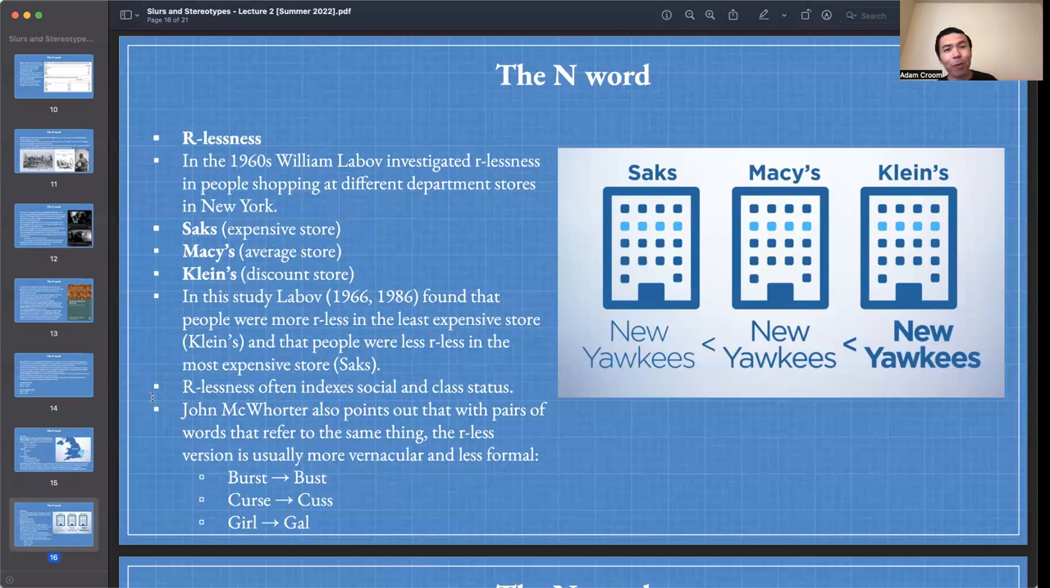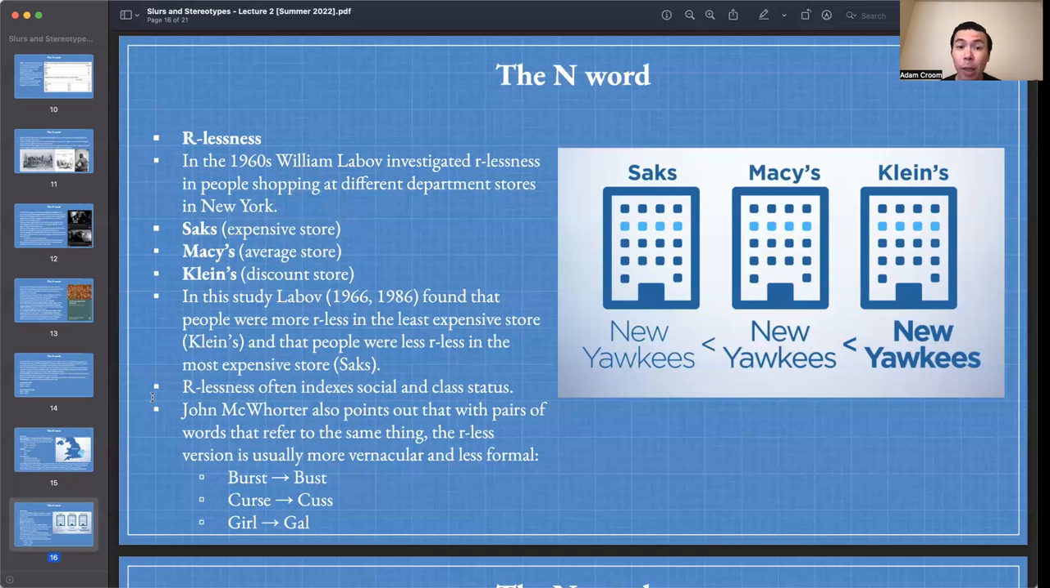And by hypothesis, if you ask people, hey, where are the shoes? You ask them at Saks, you ask them at Macy's, you ask them at Klein's, they're all going to say, oh, on the fourth floor, on the fourth floor. But by hypothesis, we should get more R's in one store and fewer R's in another store, depending on their class, right? The social class. At least that's the hypothesis in this research.